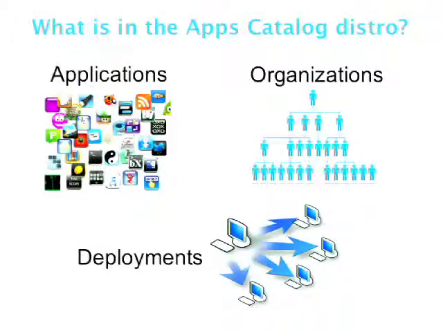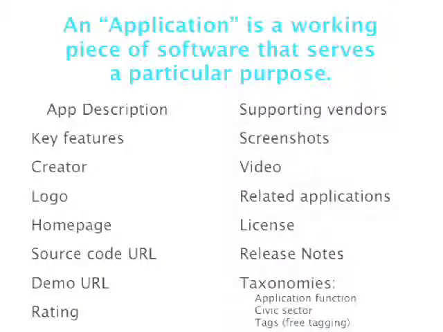So the apps catalog distro, or Drupal distribution, or what we're calling OpenCivic, which is online at drupal.org/project/OpenCivic, has three main concepts in it. Applications, software; organizations that have either created or are using software; and deployments, which are the instances of a specific application used by a specific organization in a specific place. And that's what we call a deployment. So an application is all these fields of data: key features, a logo, a homepage, a demo if there's a demo online, a rating, screenshots, vendors that might be providing support, really important information that I would need as a government technology buyer or a developer for a government to find an application and say, okay, does this look like what I need or not?